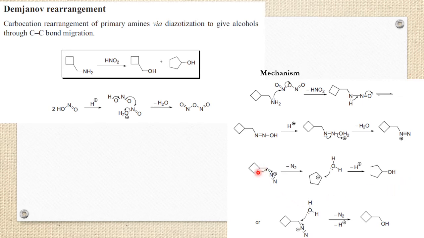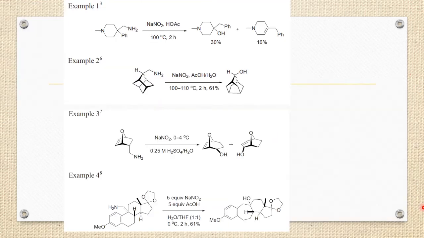If it does not, you can also get a compound with a 4-membered ring in this case. That is, this migration of the carbon bond does not occur in the carbocation stage, and the molecule of water will attack the primary carbocation. So that's how we get the 4-membered ring and a 5-membered ring. So this particular rearrangement is called Demjanov.